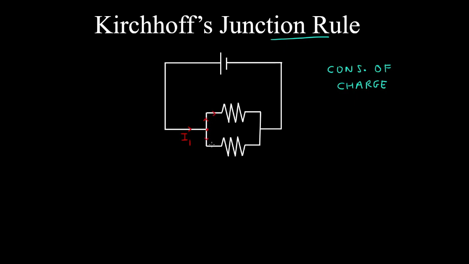So here we have a junction where the current can flow along two paths. So the current will be different in each path if the resistance of both resistors is different. So we have I1 is equal to I2 plus I3.